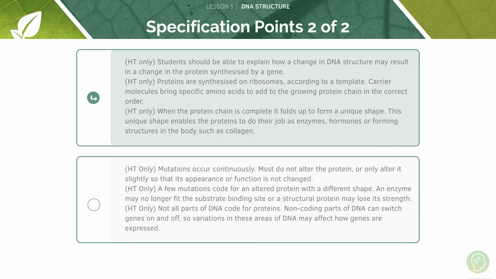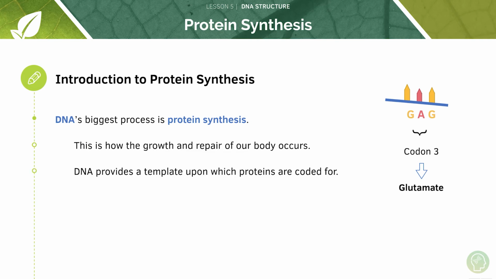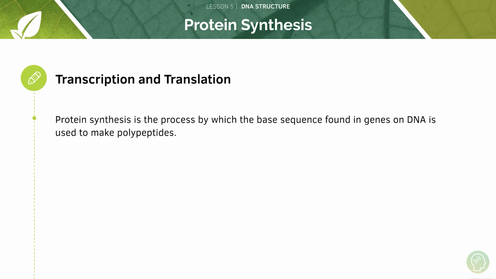Okie dokie. So now let's move on to the next specification point. So DNA's biggest process is protein synthesis, because this is how we allow for growth of our body and also repair. So DNA provides a template upon which proteins are coded for. So there's a bit of confusing terminology coming up, so don't be afraid to take it slow and I'll try and explain as much as possible.